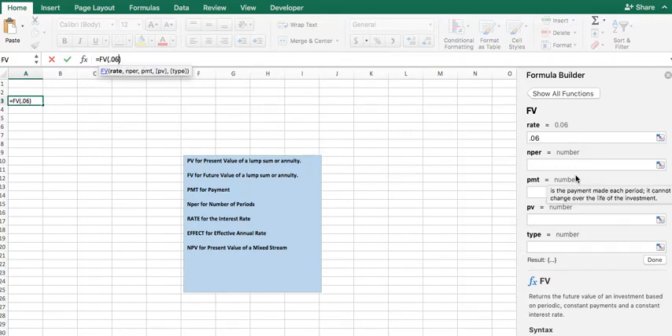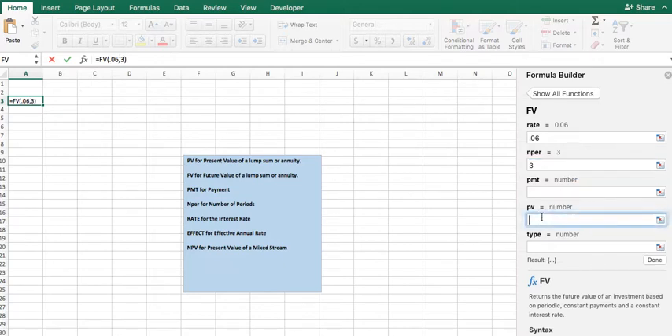So if we had a 3-year period that we were looking to invest a present value of $1,000, I'll enter it as a negative sign.